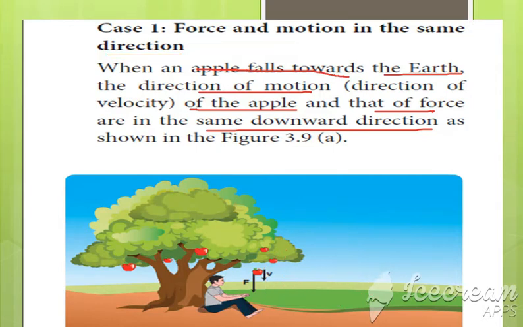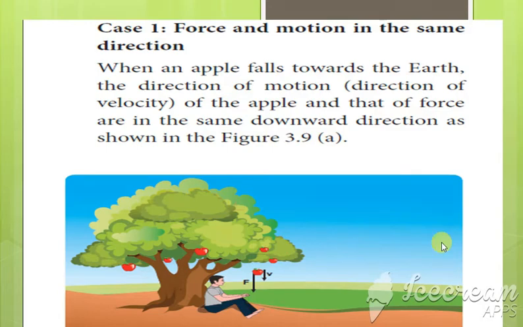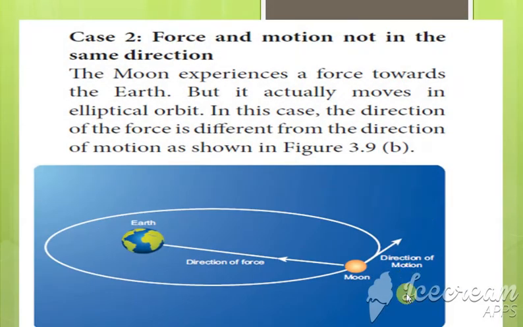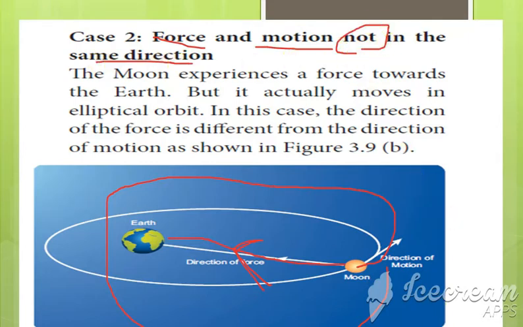Then next one we have the force and motion when they are not in the same direction. This is the moon and this is the earth. This is the direction of force. Between the moon and the earth there is a force, is it not? So this is the direction of force, but the moon is moving in the other direction, is it not? So the direction of force and the motion are not in the same direction. This is the second example.